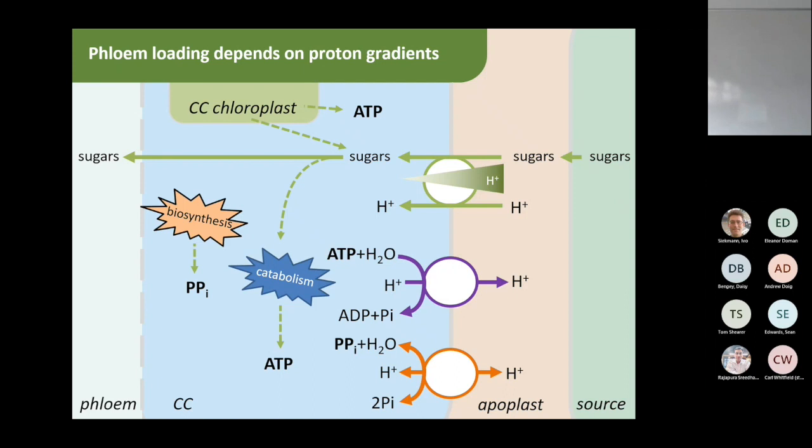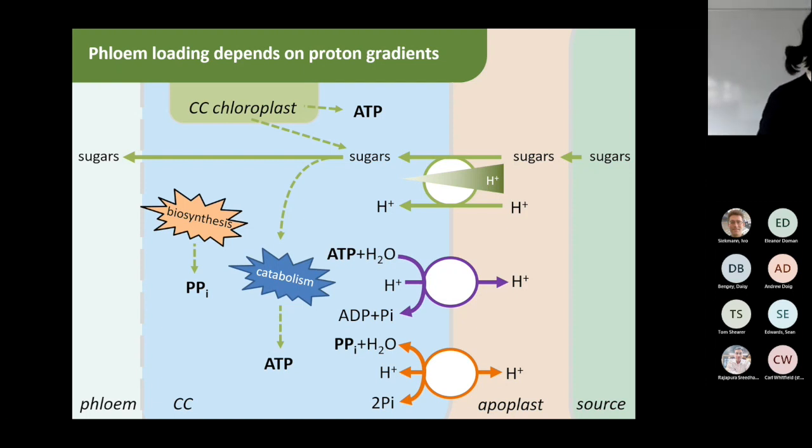We're not actually sure if it's hydrolyzing pyrophosphate to pump out these protons, or it's going the opposite direction. It's actually also taking advantage of the proton gradient, allowing these protons into the cell to synthesize pyrophosphate. And pyrophosphate could also be used in this catabolism process here to produce more ATP.